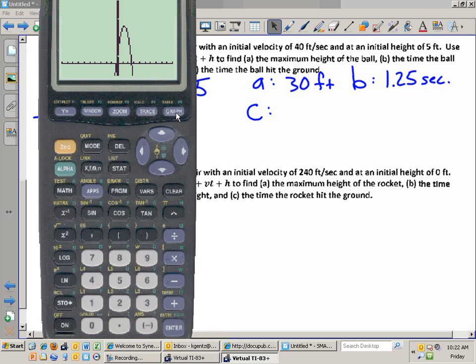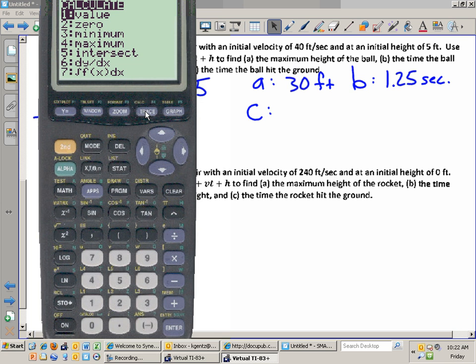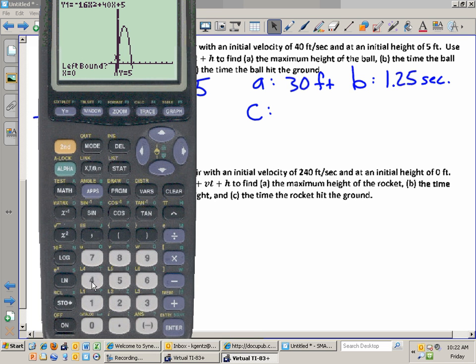If I want to find the maximum, I press second, trace. Which one do I select? Number 4 for maximum. I'm going to go to my maximum. I should move to the left of it, press enter, and then I should move to the right of it, press enter, and enter on guess. And if you notice, we come up with 1.25 and 30. So if you wanted to use your calculator, that's another way you could find that maximum point.